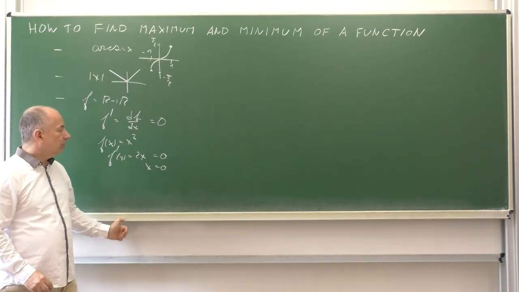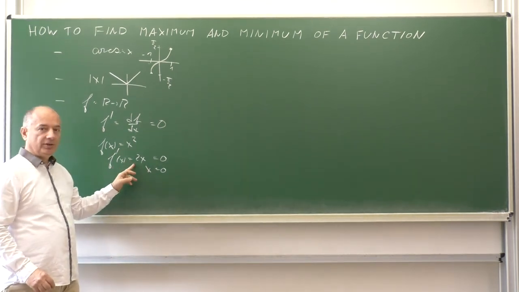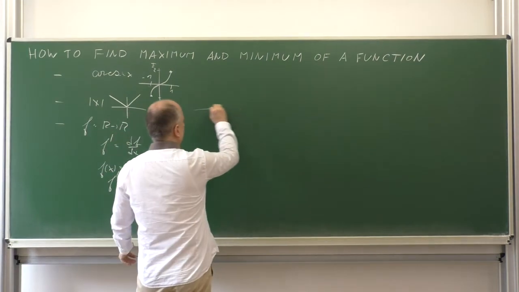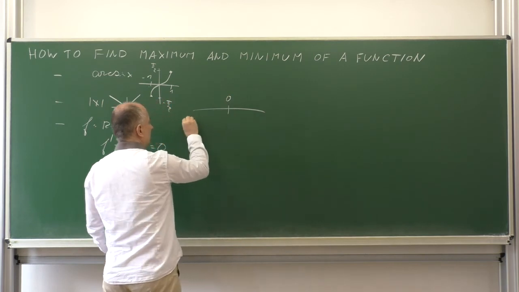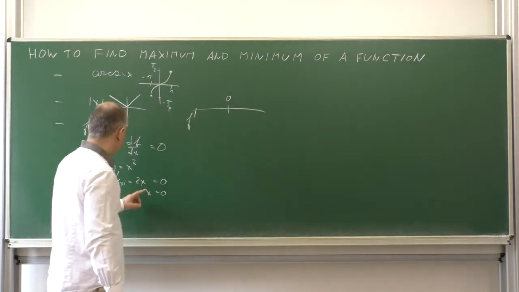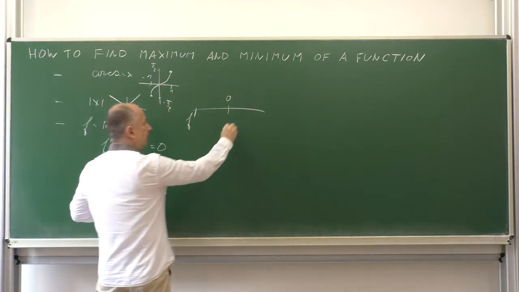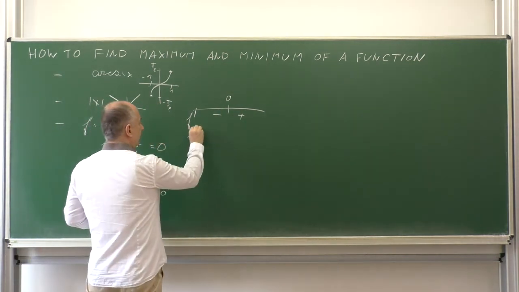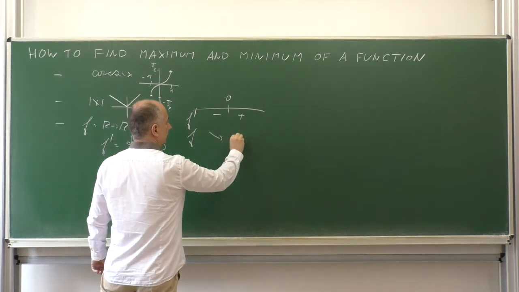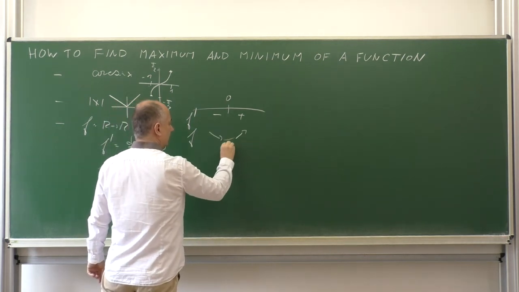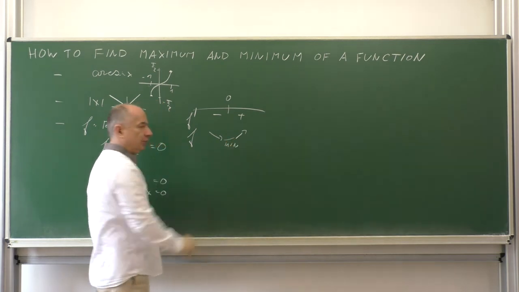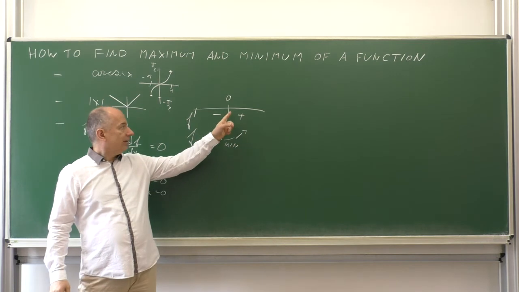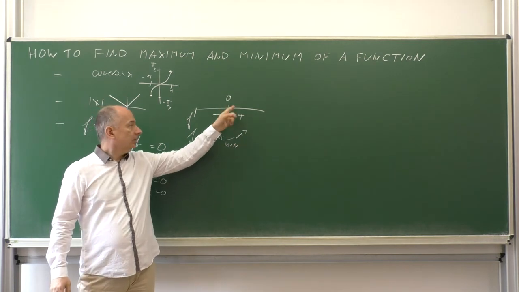One way is to look at the sign of the derivative close to the stationary point. That means at 0, the derivative is 0. At positive x, the derivative is positive. At negative x, the derivative is negative. So the function changes from decreasing to increasing, and it has a minimum at this point. So this one way was to look at the sign in the neighboring points.